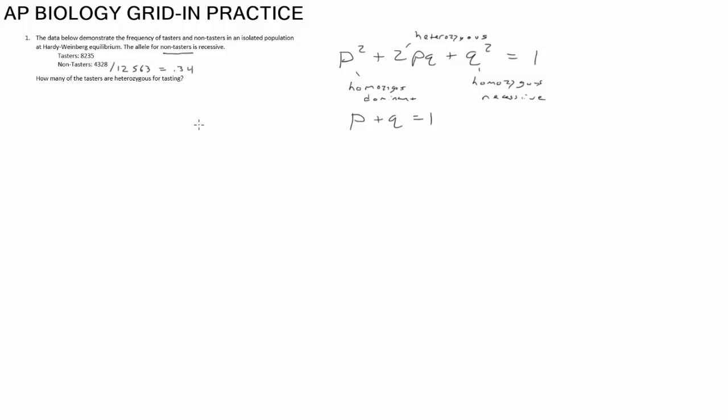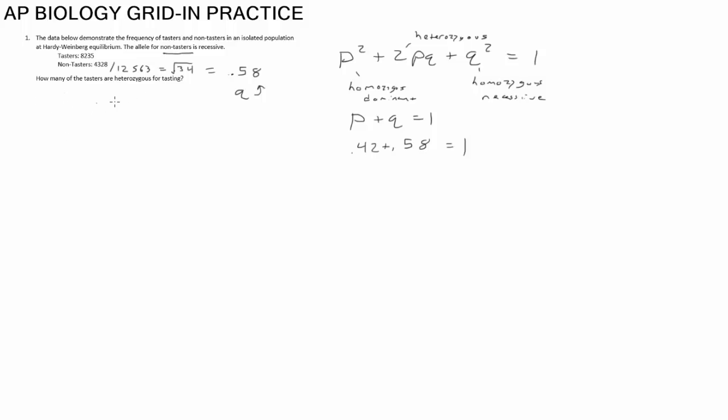So the square root of 0.34 is going to be 0.58. So I get a q value of 0.58. Okay, so this is now q. Now if that's q, I plug 0.58 in here, then p needs to add up to 1, so p is going to be 0.42.